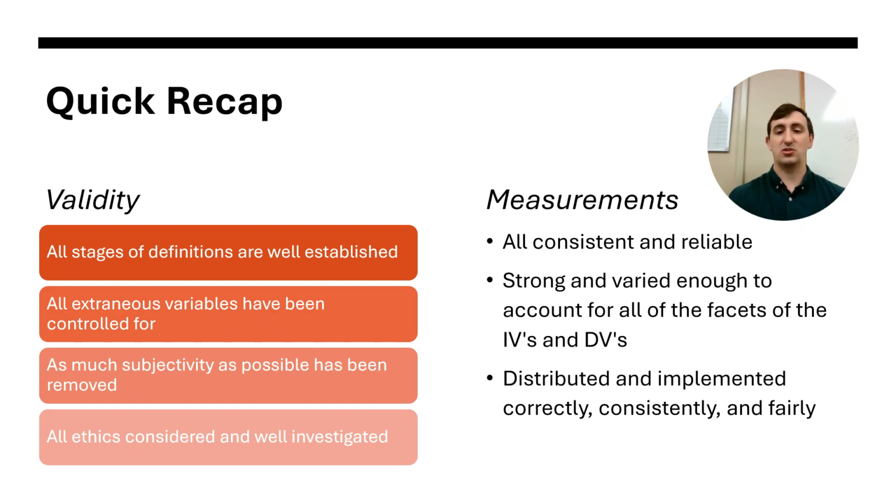Are your measurements strong enough and varied enough for big, complicated terms? You can't just say public health and then have one measurement for it. There are lots of aspects to that. So do we have enough measurements to capture all of that topic, all of that term? And then we want to make sure that measurements, even though they're doing a good job staying consistent, are we being consistent in how we apply them?